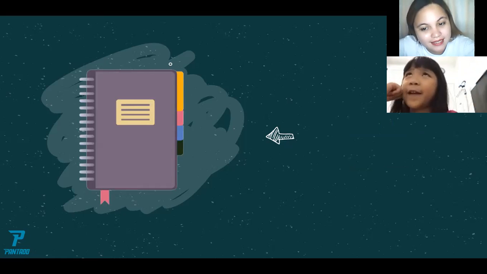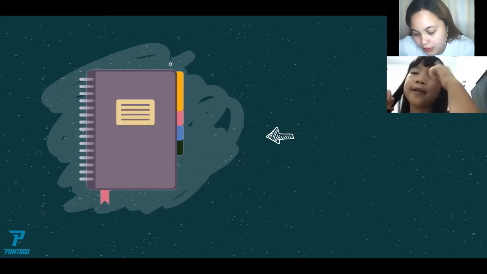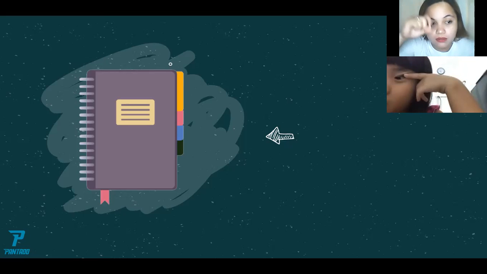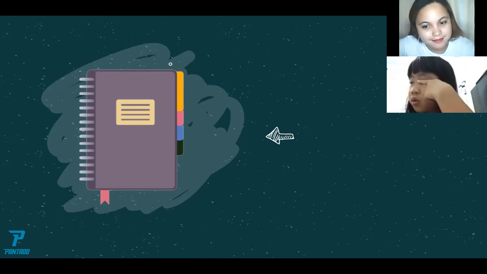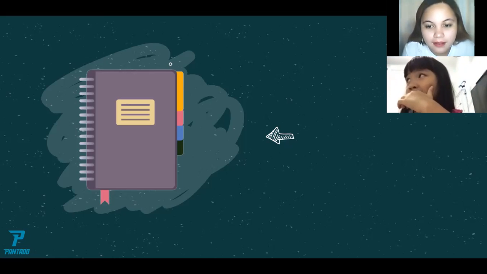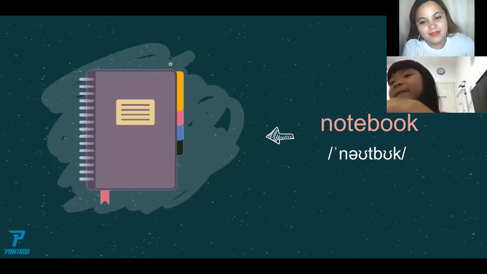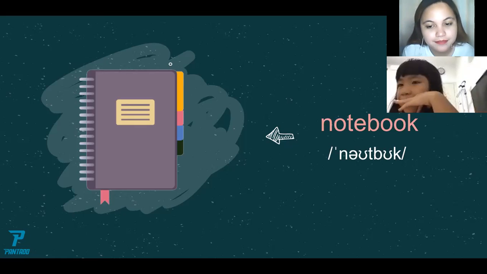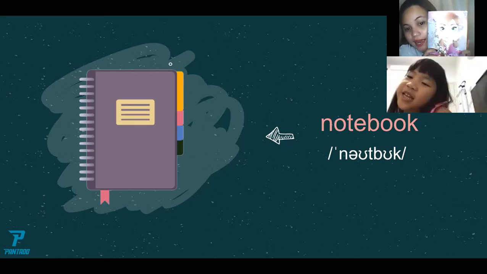What is this? Oh, that you have in school. You use that when you write at school. So what is that? What is that, Alina? Notebook. Okay, that is a notebook. Can you say it? Notebook. Okay, look, teacher has a notebook.